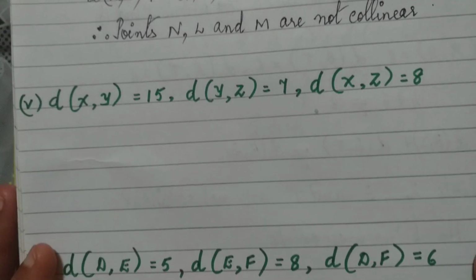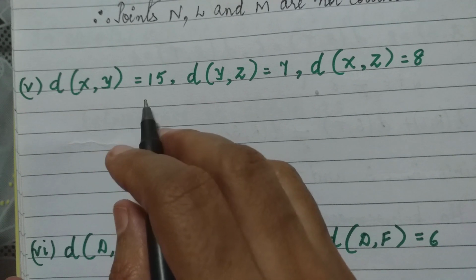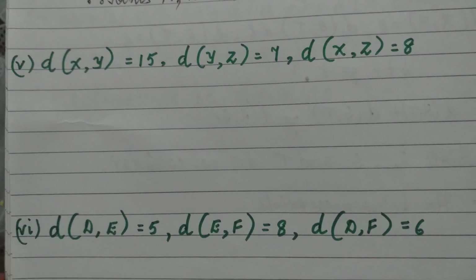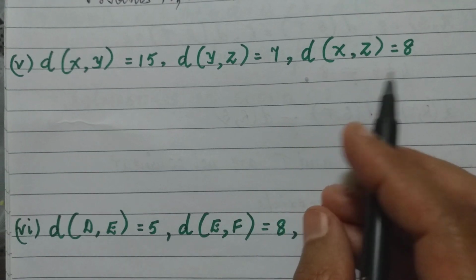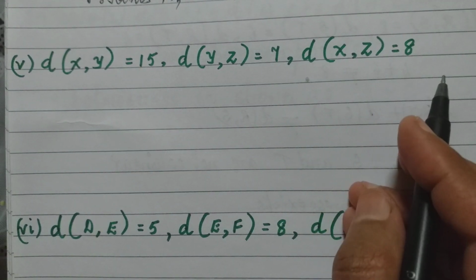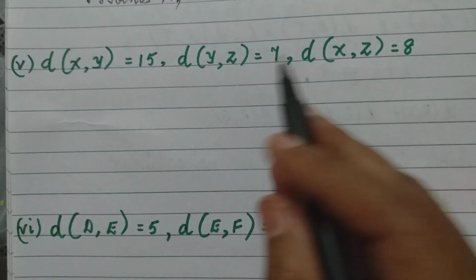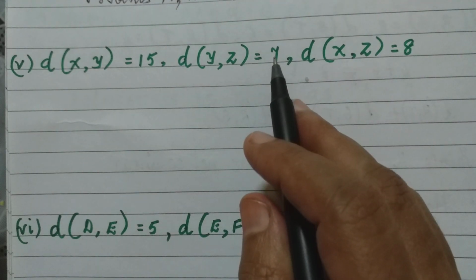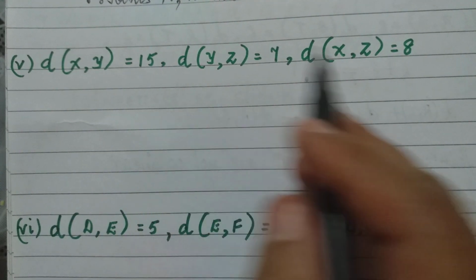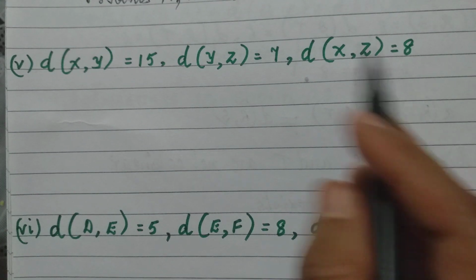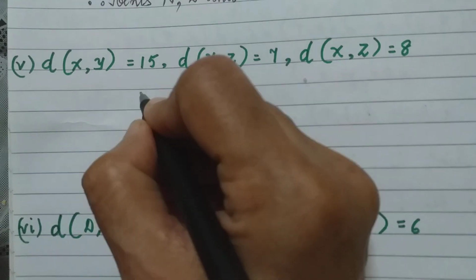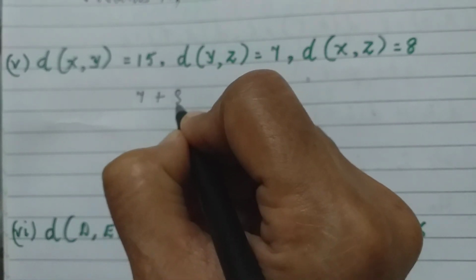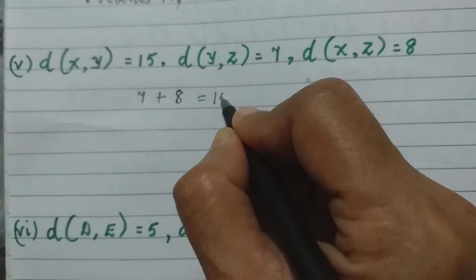Going to the fifth question, the distance between the points X and Y is 15. The distance between the points Y and Z is 7. And the distance between the points X and Z is 8. Which are the smaller distances? 8 and 7. The bigger distance is 15. So we can say 7 plus 8. Is it equal to 15? Yes. So we write 7 plus 8 is equal to 15.